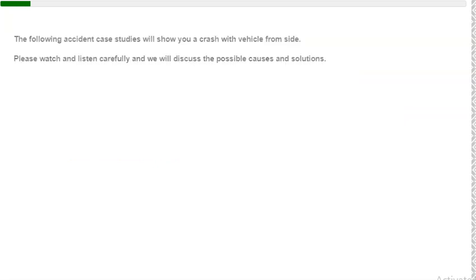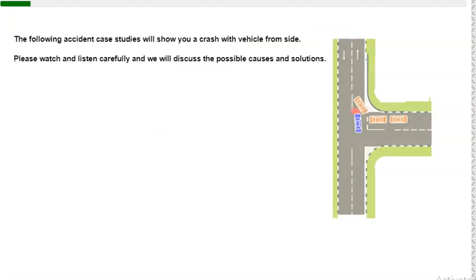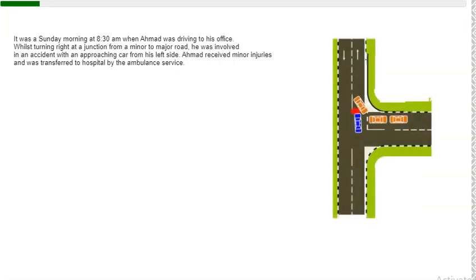The following accident case studies will show you a crash with a vehicle from the side. Please watch and listen carefully and we will discuss the possible causes and solutions. It was a Sunday morning at 8:30 am when Ahmed was driving to his office. Whilst turning right at a junction from a minor to a major road, he was involved in an accident with an approaching car from his left side.